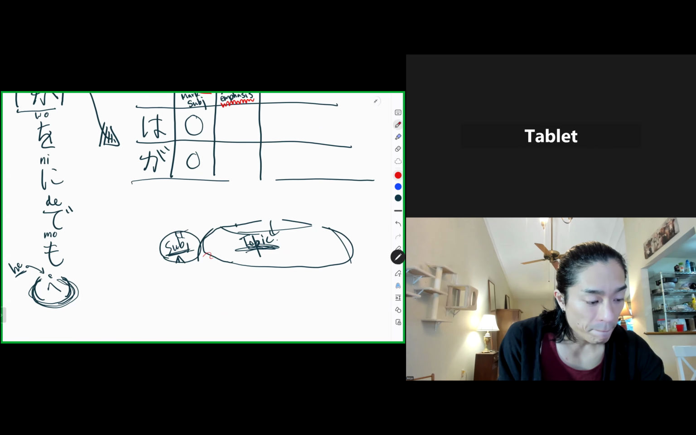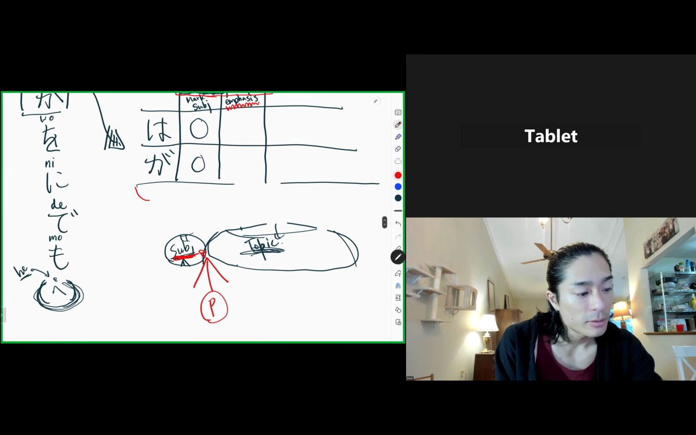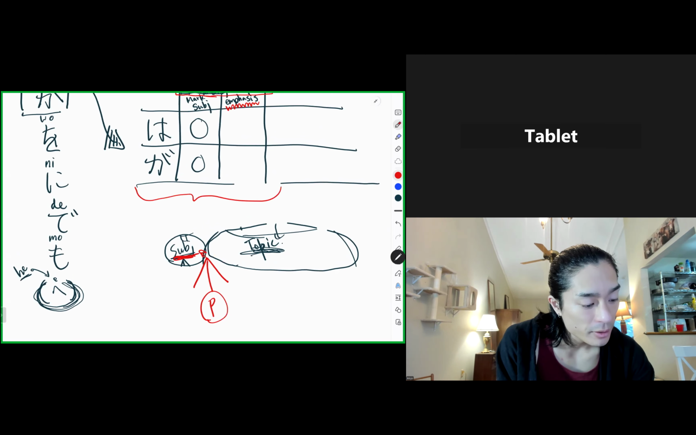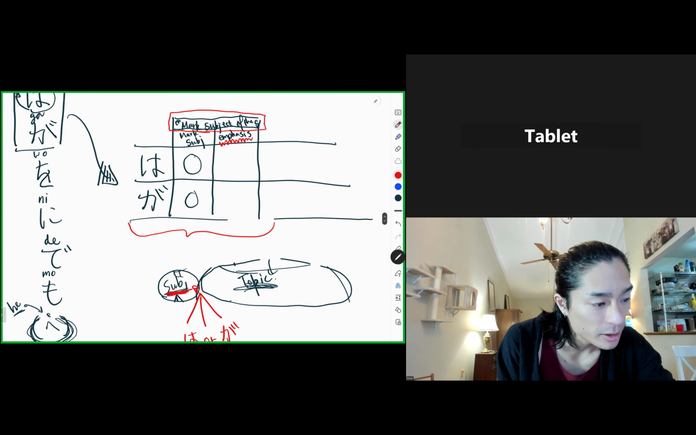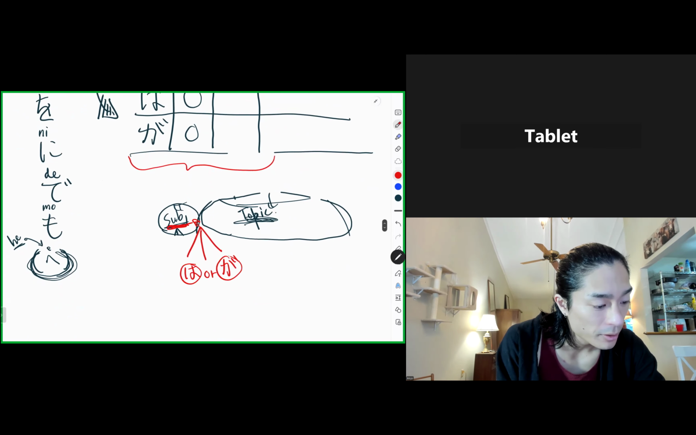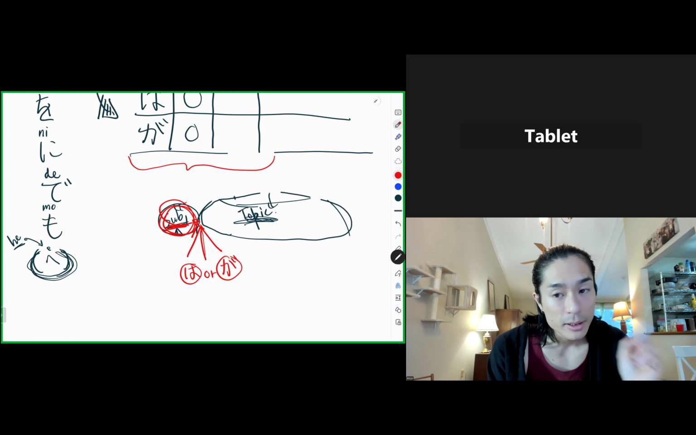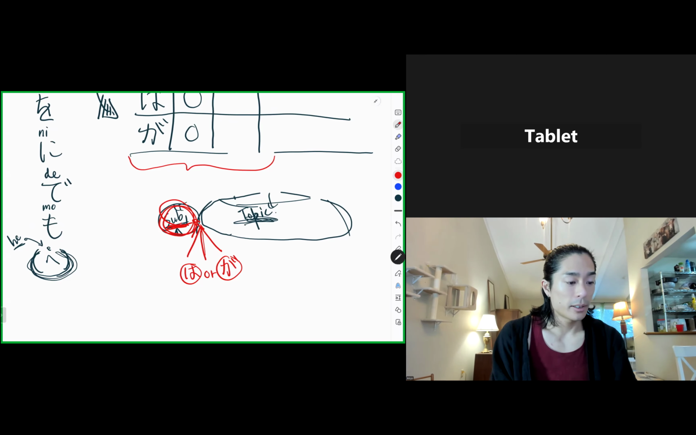In Japanese, we put a particle attaching to the subject to say, hey, this is the subject. We can either put wa or ga here. Why? Because the first function of these two particles is to mark the subject of a sentence. So by putting wa or ga here, we are telling other people that, hey, this is the subject. This person is the subject.